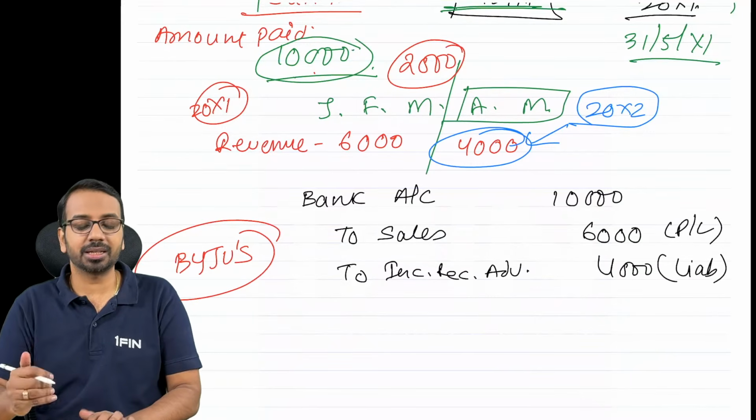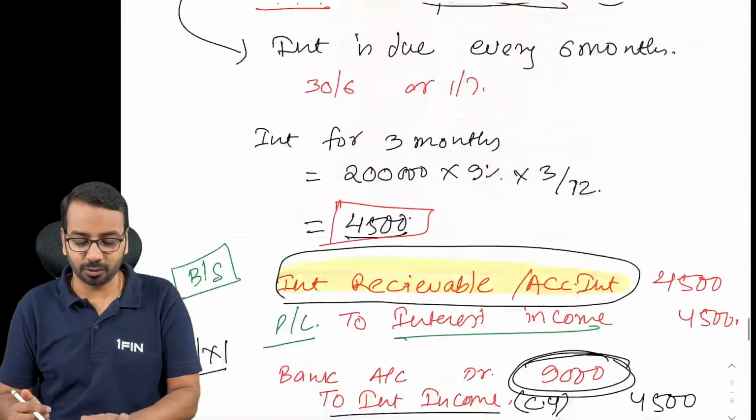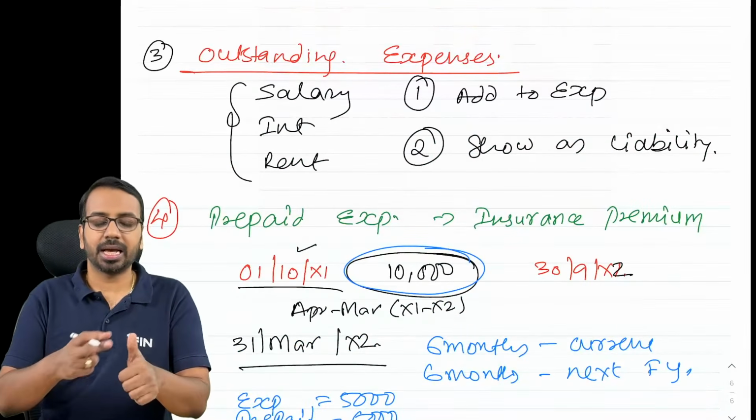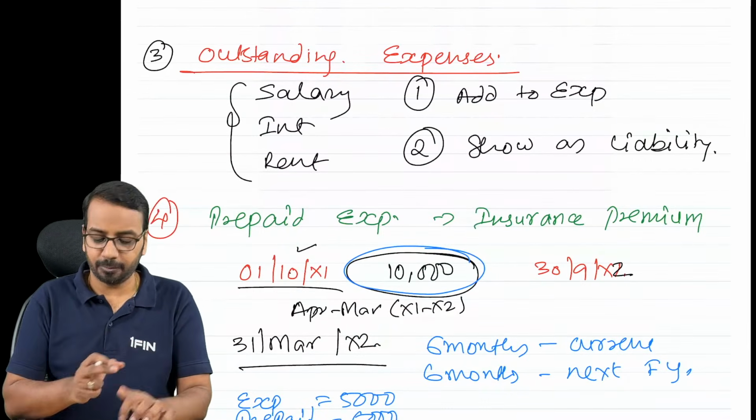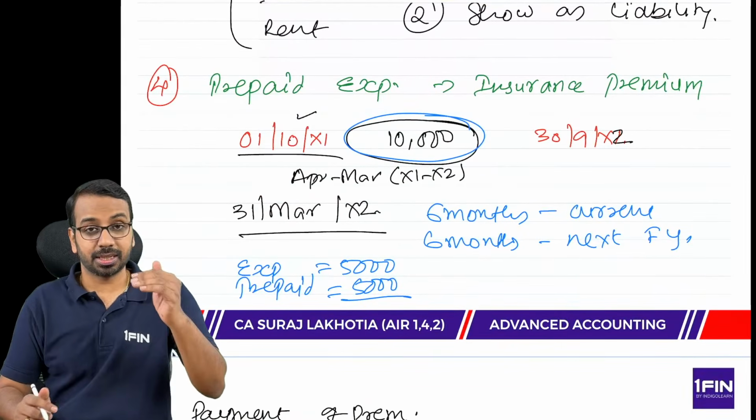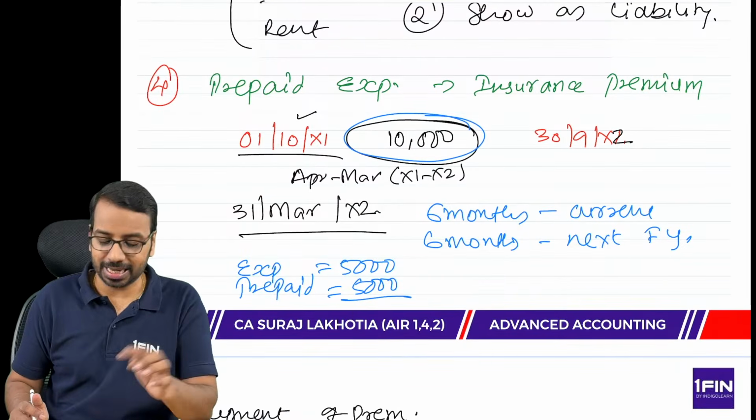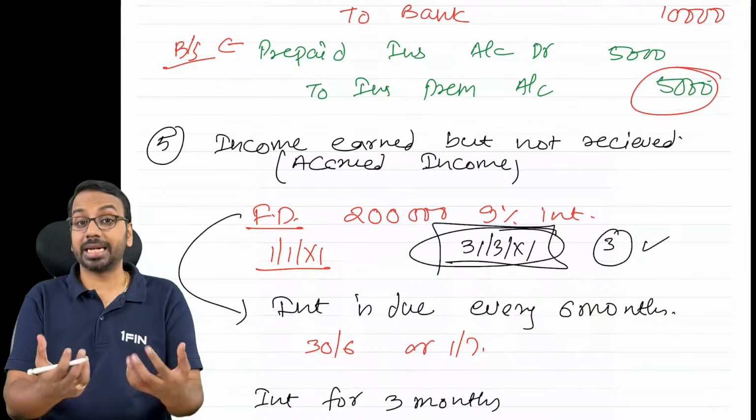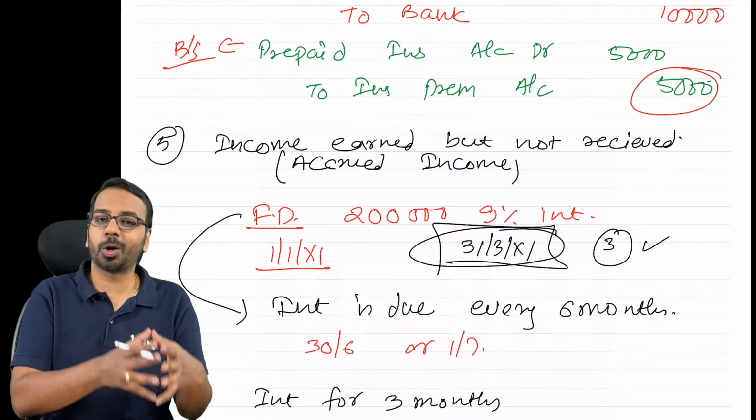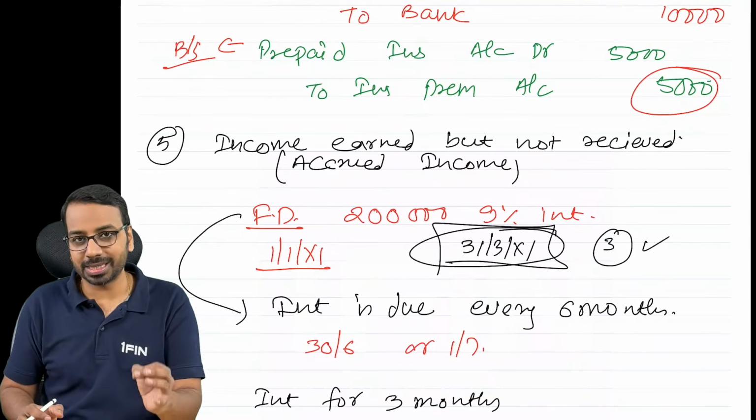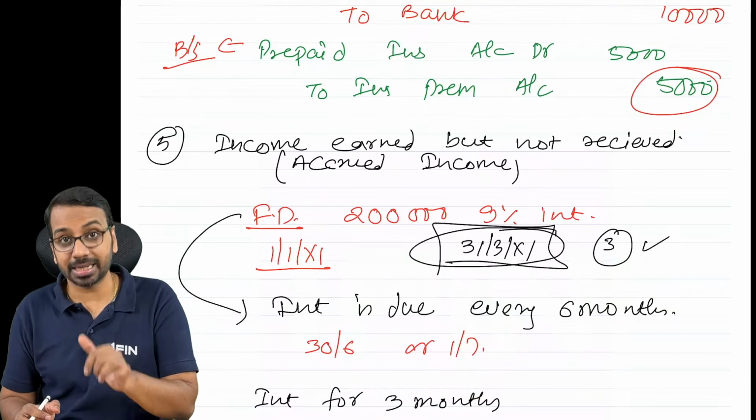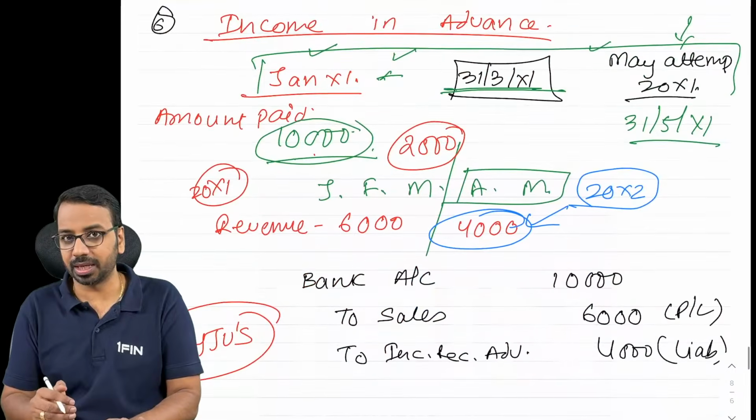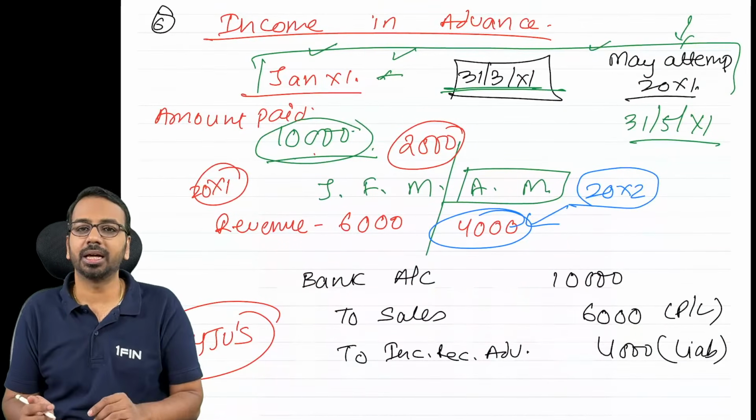So these are the other 4 categories. Outstanding expenses, add to expenses, show it as a liability. Prepaid expenses, you will reduce from the expenses, show it as an asset. Income earned but not received, we also call it accrued income or income accrued but not due. You will show it as an income and correspondingly show it as an asset. And for income received in advance, you will reduce it from the income and show it as a liability.